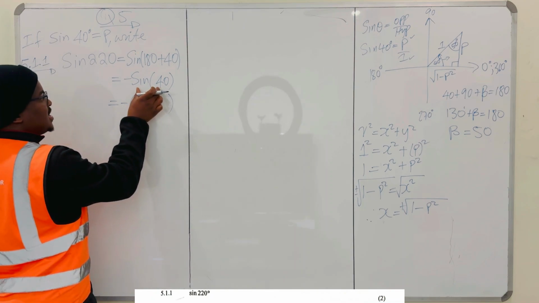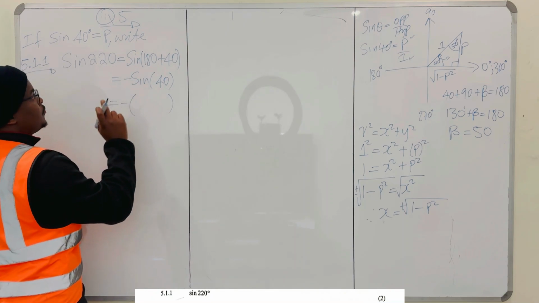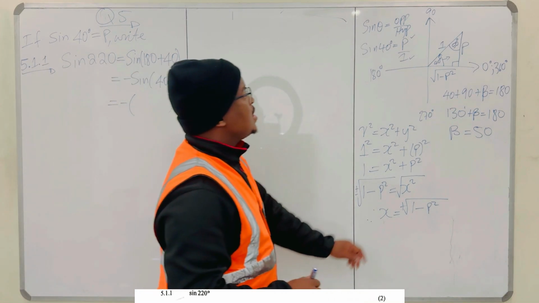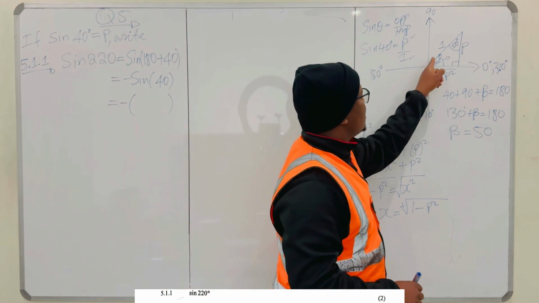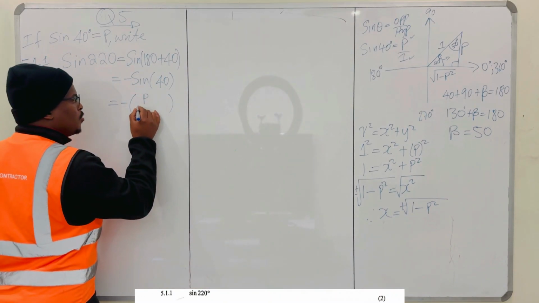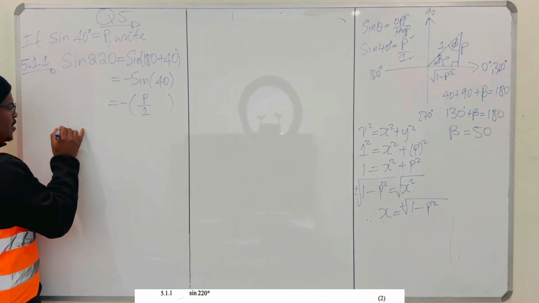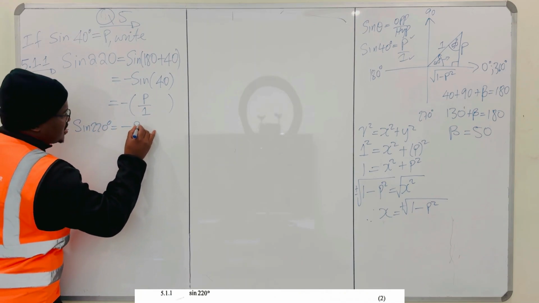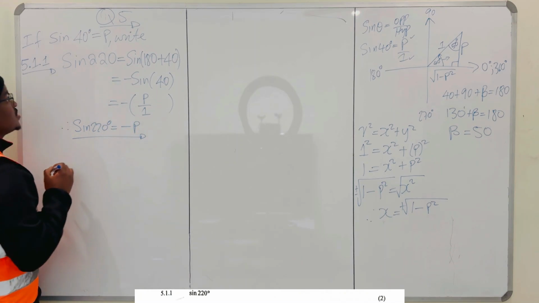What is sine of 40 degrees? Go to a triangle and look for your sine of 40 degrees. Sine of 40 degrees is the opposite side over the hypotenuse, so it's p over 1. Therefore, your sine 220 degrees is equal to negative p. We're done with this one.